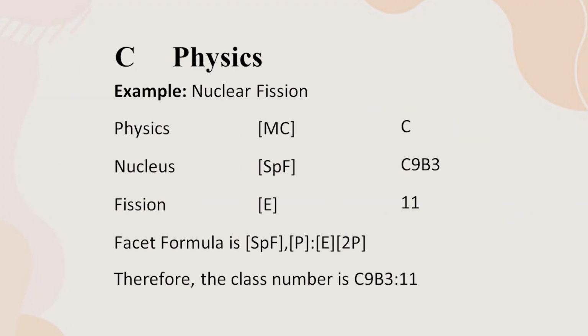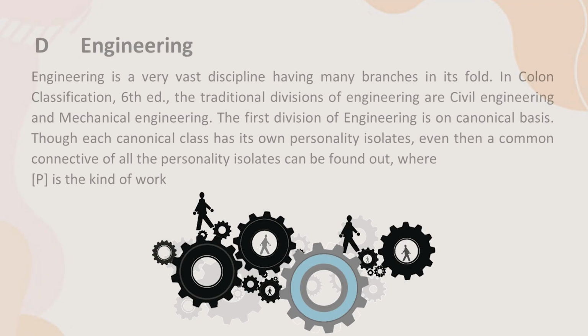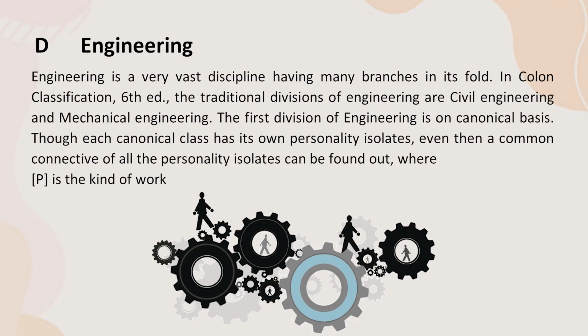Another example is presented here from the special facet of main class physics, that is nuclear fission. So, the special facet is C9B3, and then fission we get from the energy facet, and the class number will be C9B3:11. Next, we discuss the main class engineering.